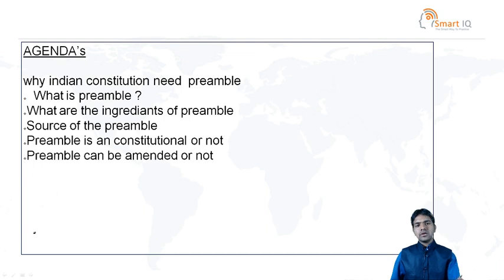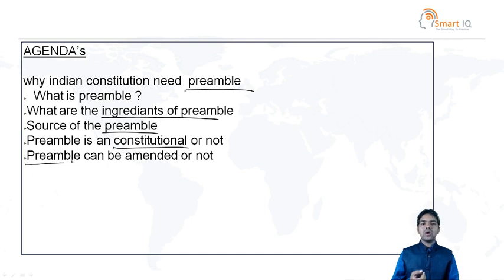So what is the agenda for today's discussion? Why the Indian Constitution needs a Preamble, and what the Preamble is all about. What are the ingredients of the Preamble? The source of the Preamble. Is the Preamble constitutional or non-constitutional? And lastly, can the Preamble be amended or not? These are the issues we will discuss in a very detailed manner today.